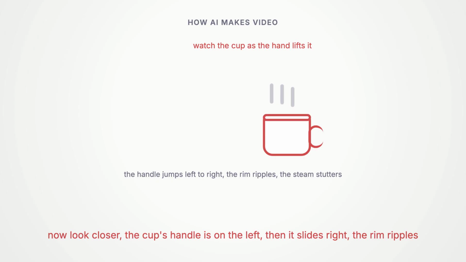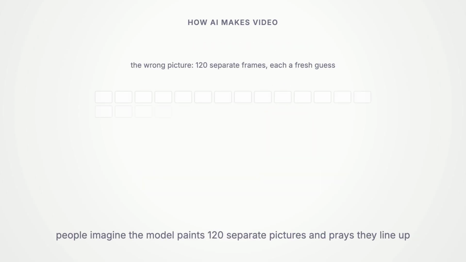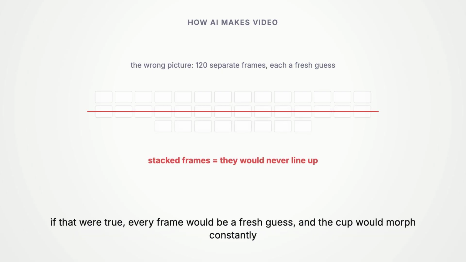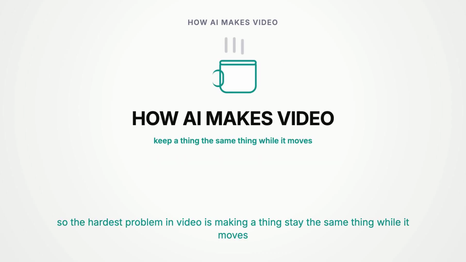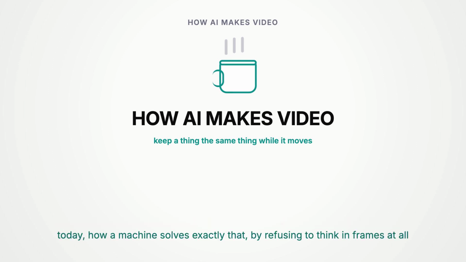Here is the thing people get wrong about how this works. They imagine the model paints 120 separate pictures and prays they line up. If that were true, every frame would be a fresh guess, and the cup would morph constantly. So the single hardest problem in making video is not painting one good frame. It is making a thing stay the same thing while it moves. Today, how a machine solves exactly that, by refusing to think in frames at all.